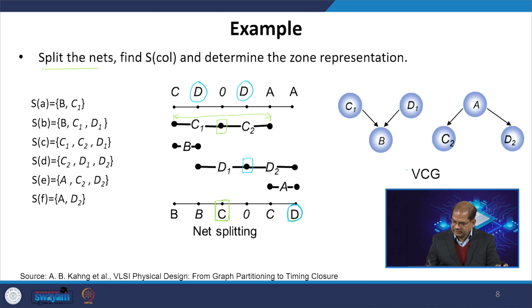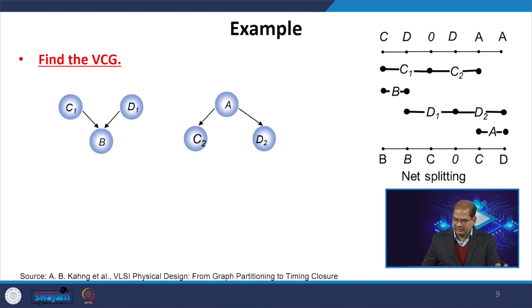This is the VCG, the vertical constraint graph, corresponding to this channel. So, first we will find the S of each of the columns. Okay. This is the first step. Then we will create the vertical constraint graph corresponding to this channel. Once it is done, we will take that VCG and do the routing. So, net splitting is already done.